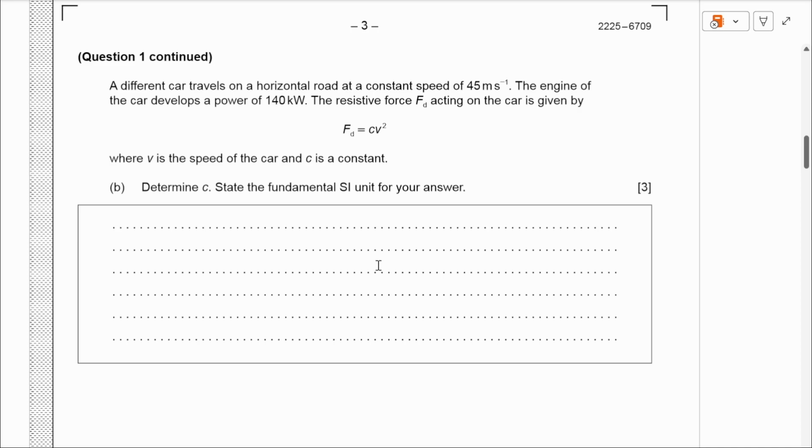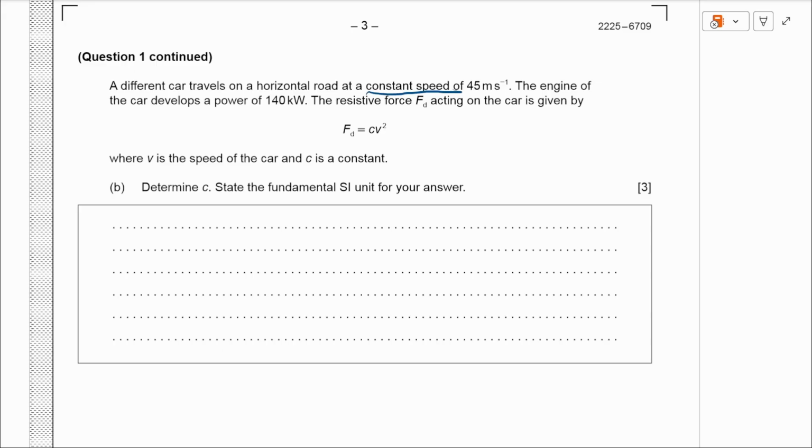And then this is continued here. So we are told that a different car travels on a horizontal road with a constant speed. And the engine develops 140 kilowatts. There's a resistive force acting on it, which is some constant times the speed of the car squared. And we need to determine this constant, this coefficient of drag pretty much, and state its fundamental SI unit.